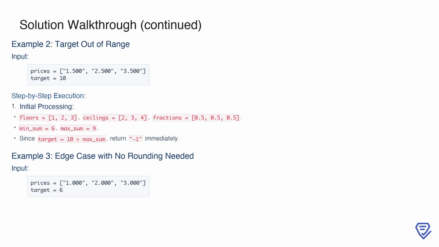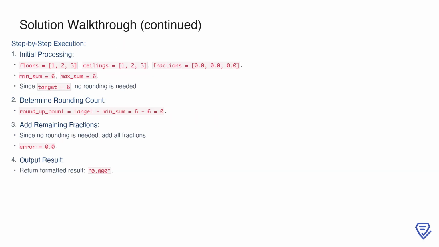Moving to the next part, we consider an edge case where no rounding is required. In this edge case, the input prices are 1.000, 2.000, 3.000, and the target is 6. Here, the prices are already integers, so the floors and ceilings are identical, 1, 2, 3. As a result, the fractional parts are all zeros, 0.0, 0.0, 0.0.